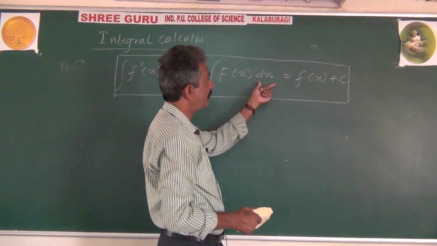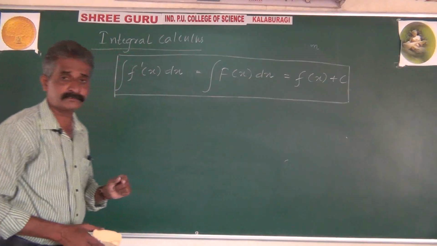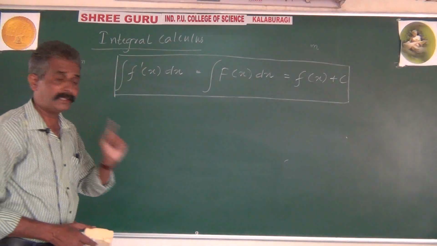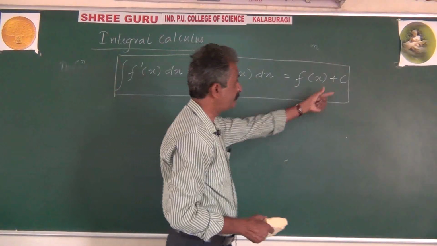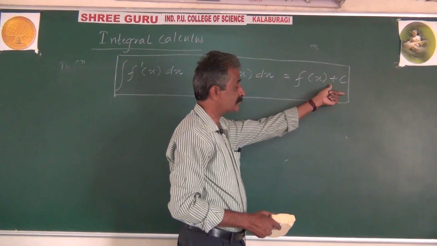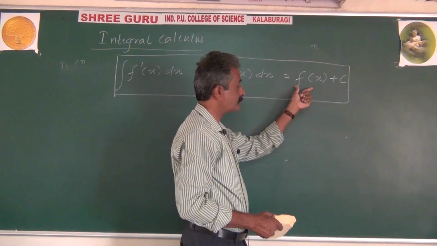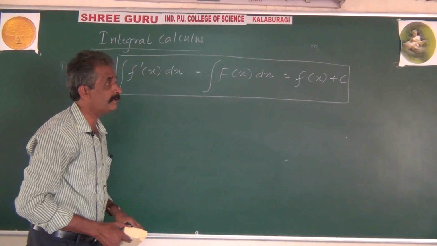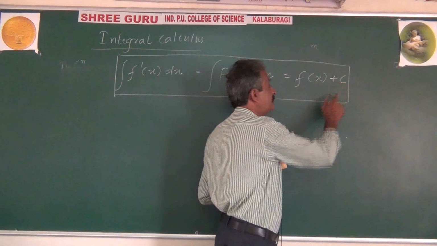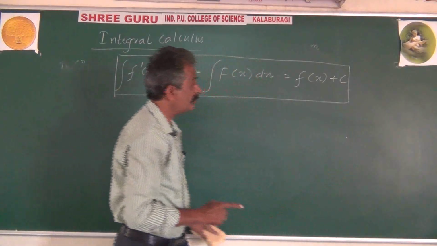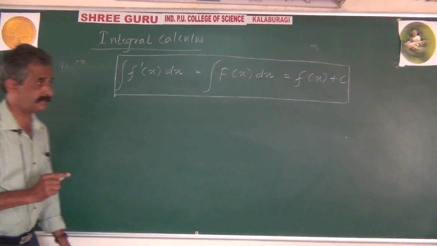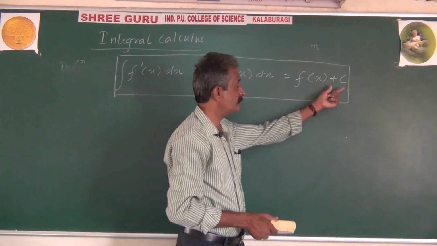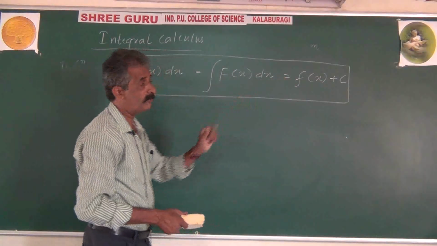Then dx is called the variable of integration, meaning here dx represents integration with respect to x. Further, c is called the constant of integration, and small f of x is nothing but the original function. Now, c is called the constant of integration, but it's an arbitrary constant. There is no fixed value for c, because there is no definite value for c.